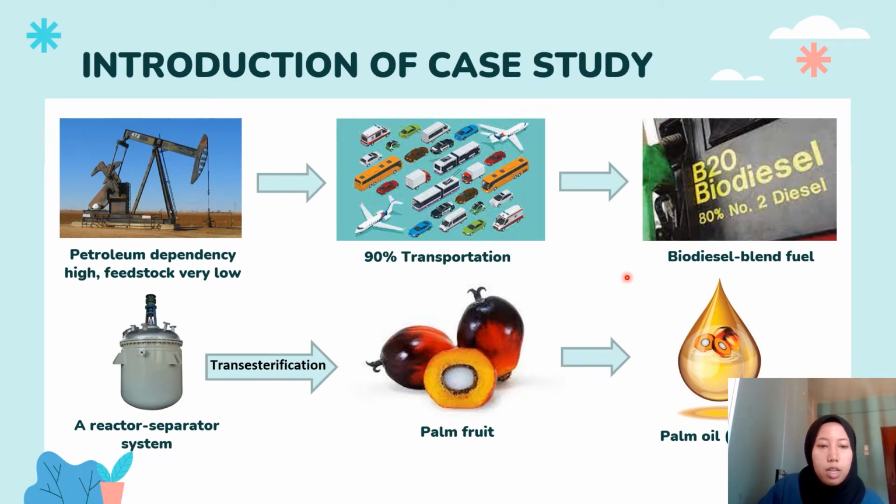So in this project, we are going to propose a design of a reactor separator system to undergo transesterification in order to process or convert the palm oil fruit into biodiesel.